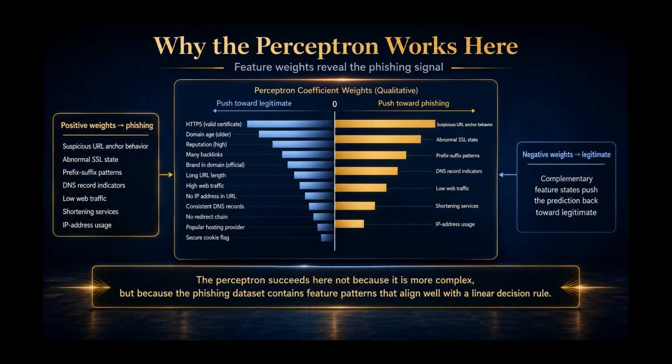The coefficient chart explains why the perceptron works so well here. Large positive weights push the decision toward phishing. Features such as suspicious URL anchor behavior, abnormal SSL state, prefix-suffix patterns, DNS record indicators, low web traffic, shortening services, and IP address usage all push the model toward the phishing class. Large negative weights push the decision toward legitimate. The complementary feature states move the prediction in the opposite direction.